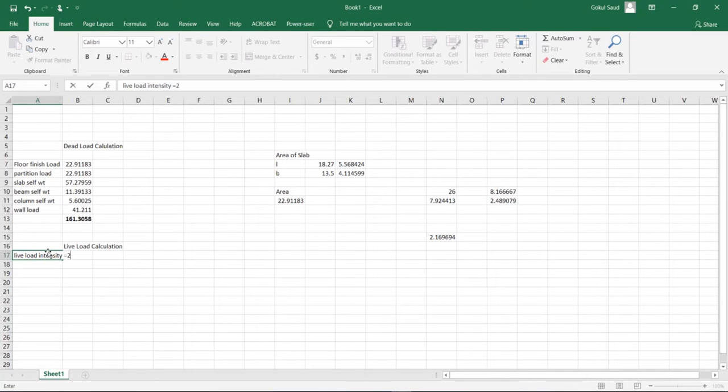equal to 2 kilonewton per meter square, and in the balcony and in the staircase it's 3 kilonewton per meter square. So roughly I'll take 2 kilonewton per meter square load. And if you see the IS 875 part 2, so let me show you.